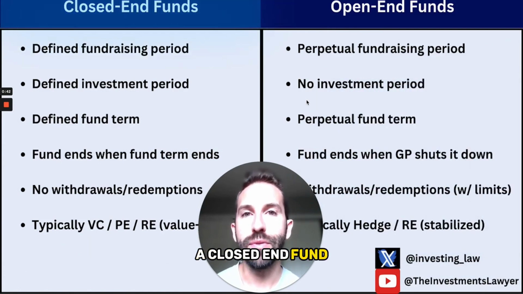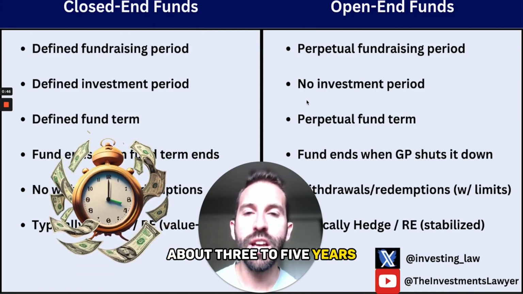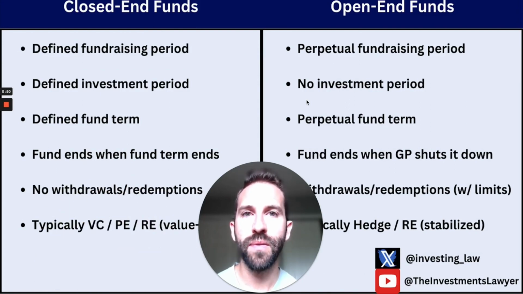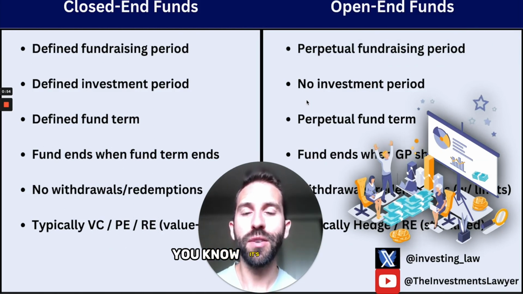A closed-end fund usually has a defined investment period, about 3 to 5 years, during which it makes new investments in new properties. On the other hand, in an open-ended fund, the fund can make investments whenever, it's open-ended.